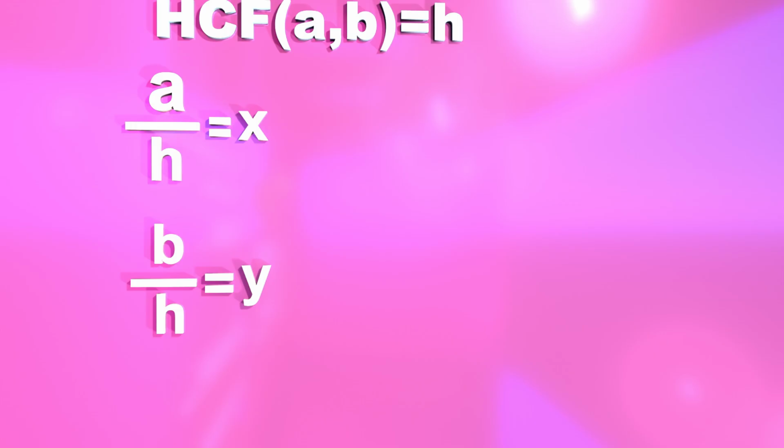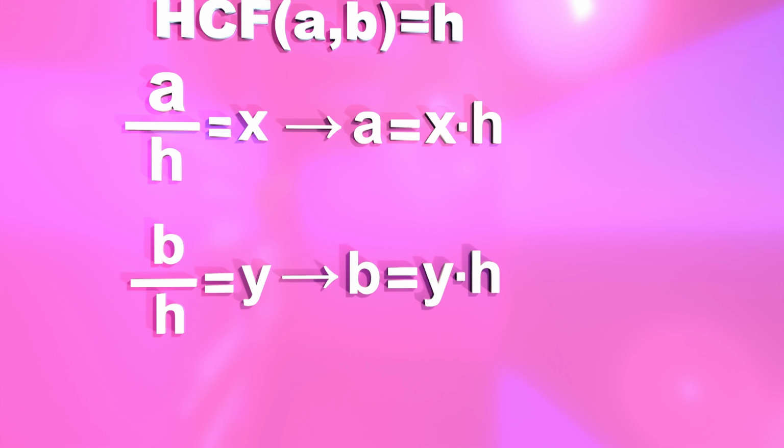Now we will put H on the other side and get A is equal to X into H and B is equal to Y into H. It's an obvious thing, you can do it easily.